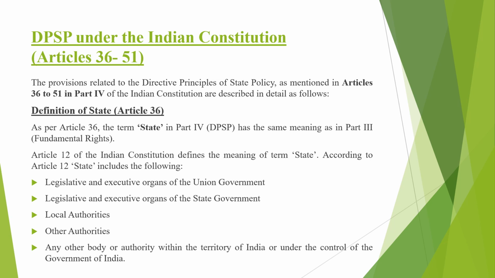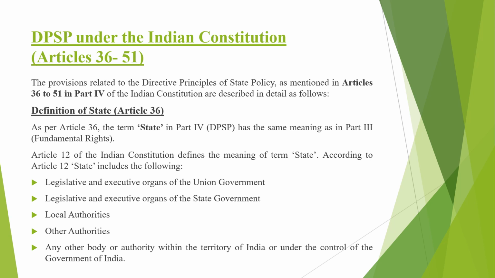Moving on to the second category, we have the legislative and executive organs of the state government. This includes state government, state legislature, Vidhan Parishad and Vidhan Sabha. Next, we have local authorities which play a significant role in governance at the grassroots level. This includes municipalities such as municipal corporation, Nagar Panchayat and Nagar Palikas, Panchayats including Gram Panchayat, Zila Panchayat, district boards and local trust.